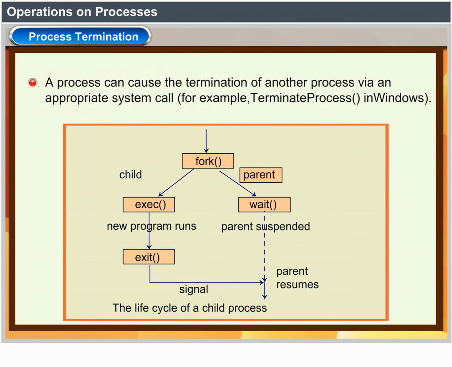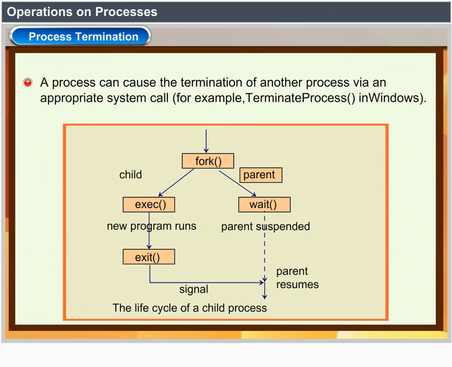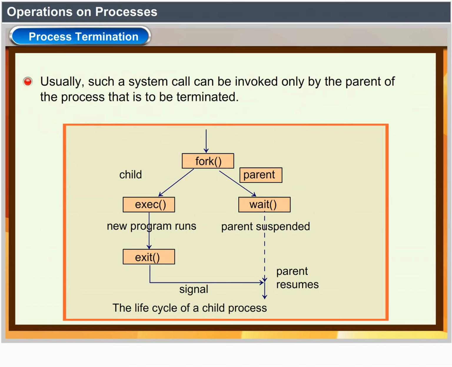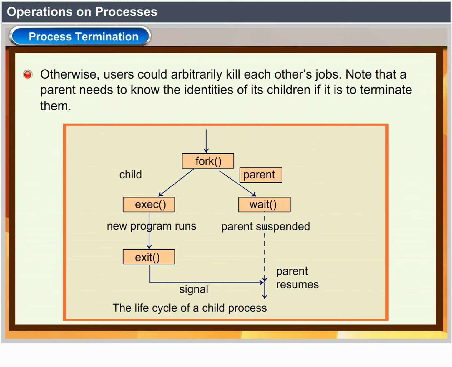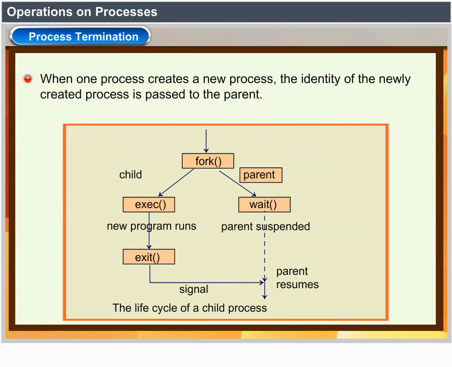A process can cause the termination of another process via an appropriate system call, for example, the TerminateProcess function in Windows. Usually, such a system call can be invoked only by the parent of the process that is to be terminated. Otherwise, users could arbitrarily kill each other's jobs. Note that a parent needs to know the identities of its children if it is to terminate them. Thus, when one process creates a new process, the identity of the newly created process is passed to the parent.